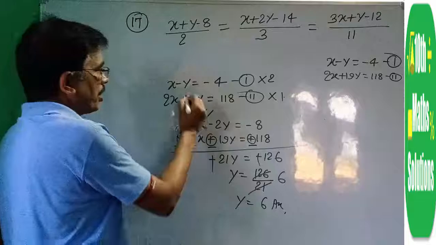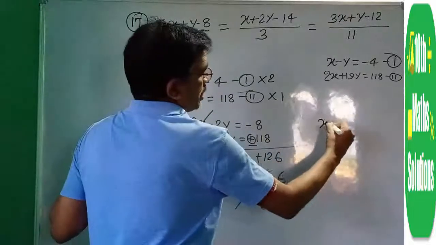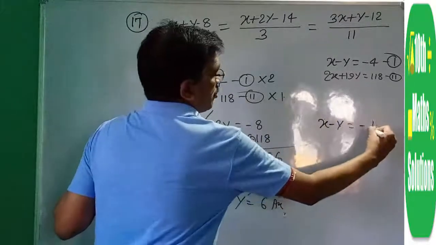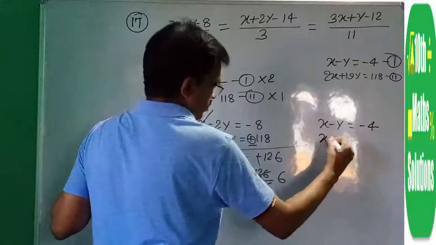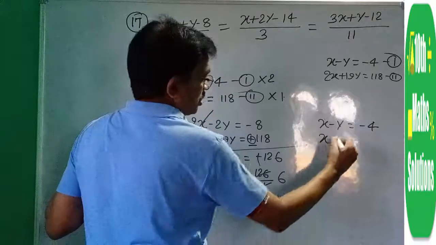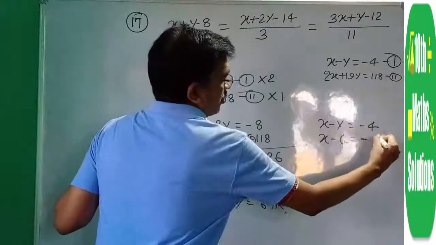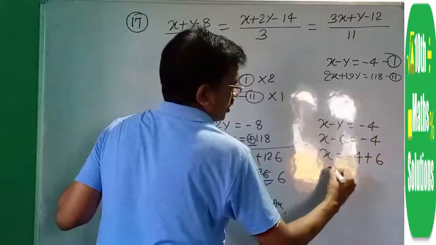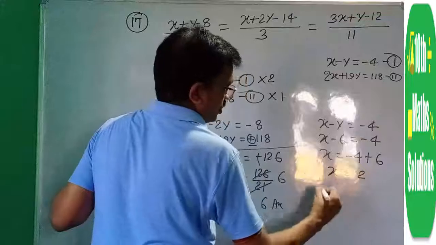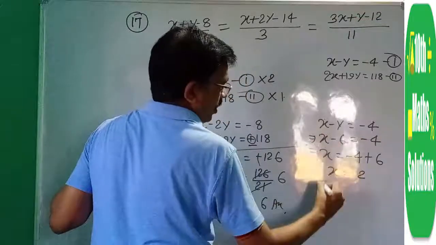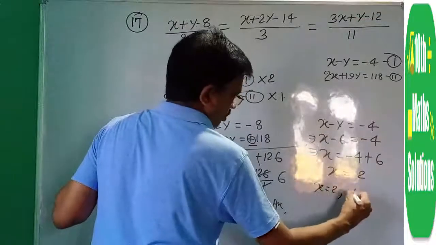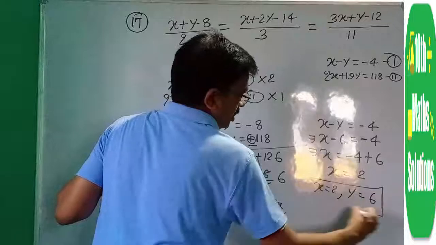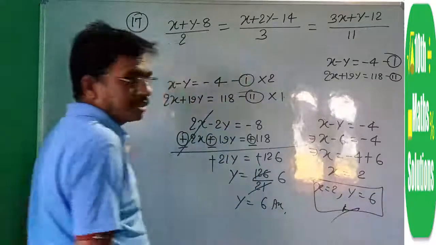Now substitute this value in the first equation. That is x minus y is equal to minus 4. Then x minus 6 is equal to minus 4. Then x is equal to minus 4 plus 6. That is x is equal to 2. So what is the value of x and y? You write x is equal to 2 and y is equal to 6. It is the solution of this equation.